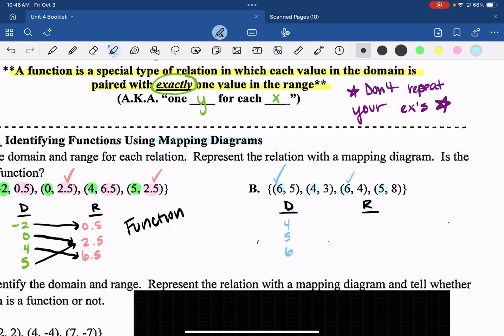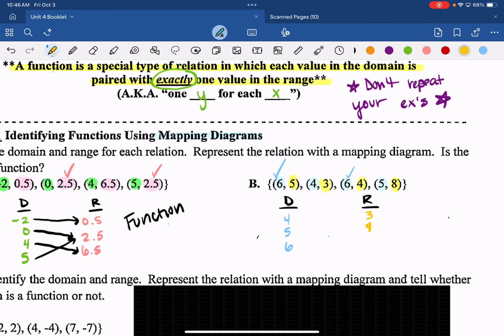Then I have my range, which is all my y values. Those in order go 3, 4, 5, 8. Now for my mapping, so let's see, 4 is with 3. 5 is with 8. 6 is with 5. And 6 is with 4.